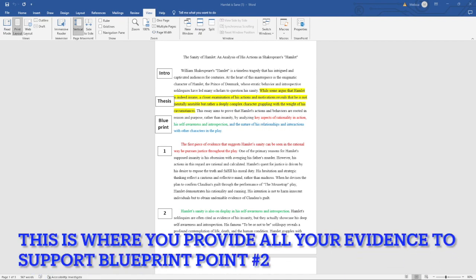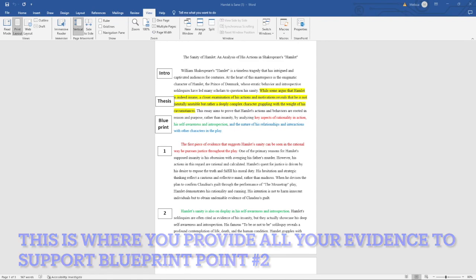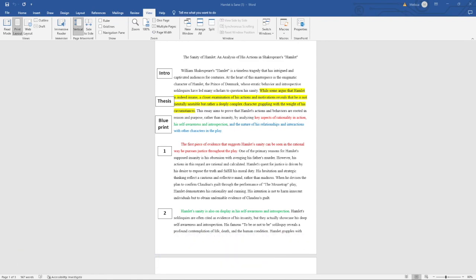All the stuff that we found in the play that we believe shows that Hamlet is self-aware and introspective, which just means he's thoughtful about the decisions he makes. Crazy people who would be diagnosed as insane typically don't give a lot of introspection and don't demonstrate a lot of self-awareness. But we're going to argue that Hamlet does. So that's our topic sentence for the next paragraph.